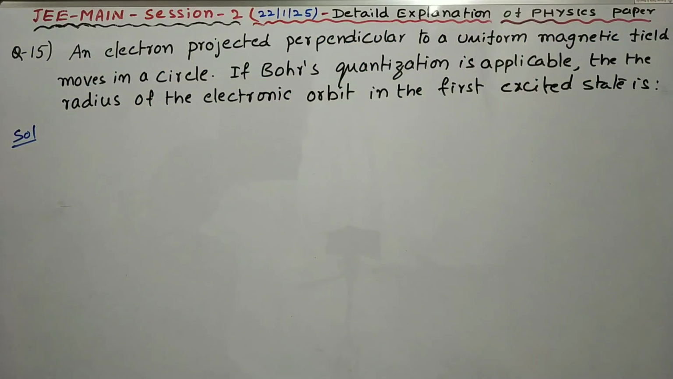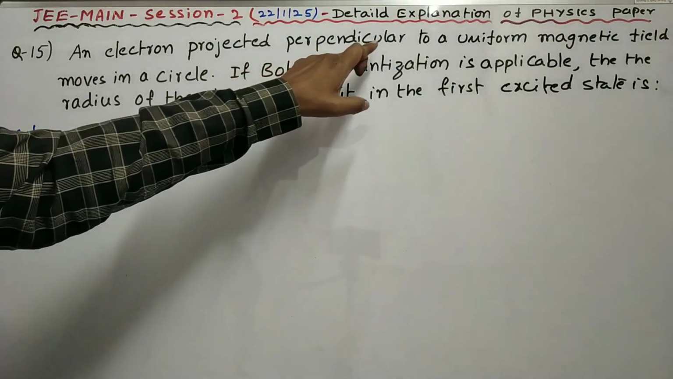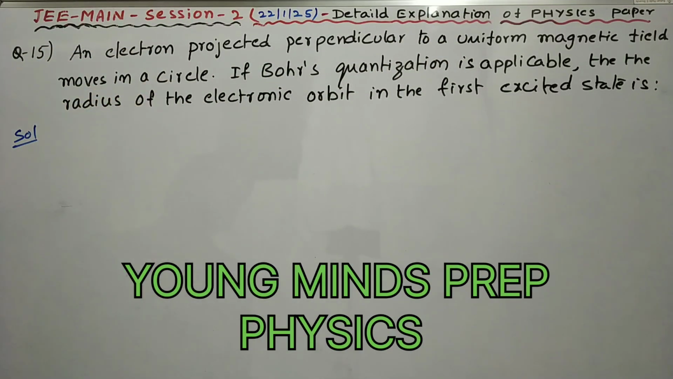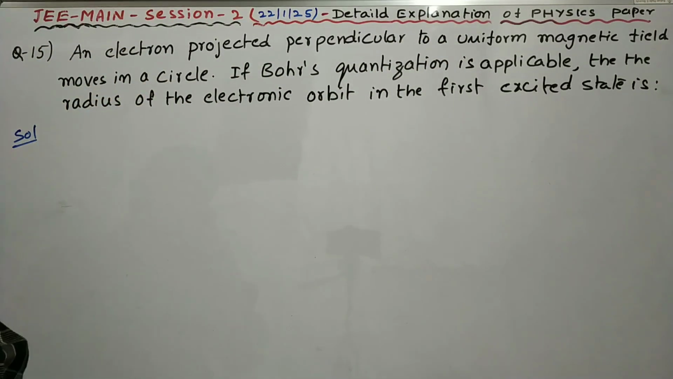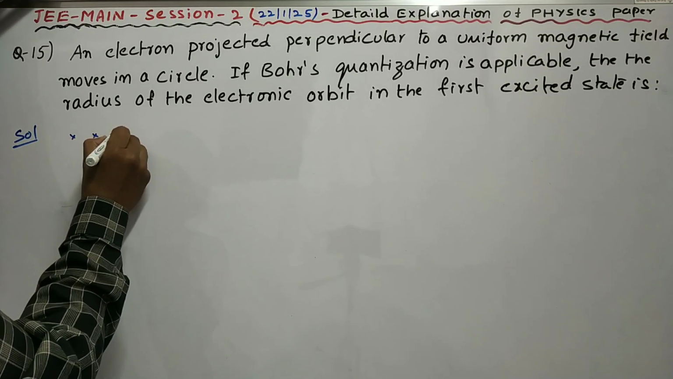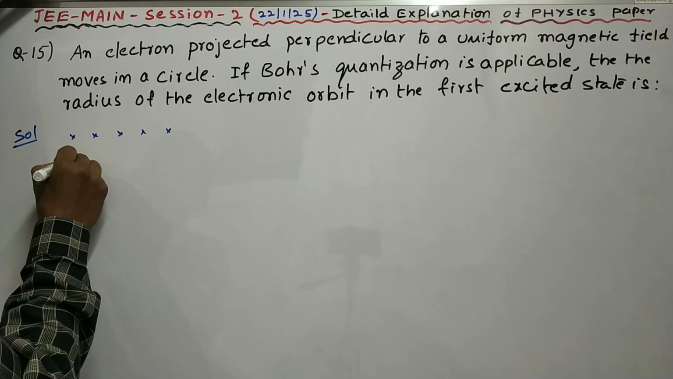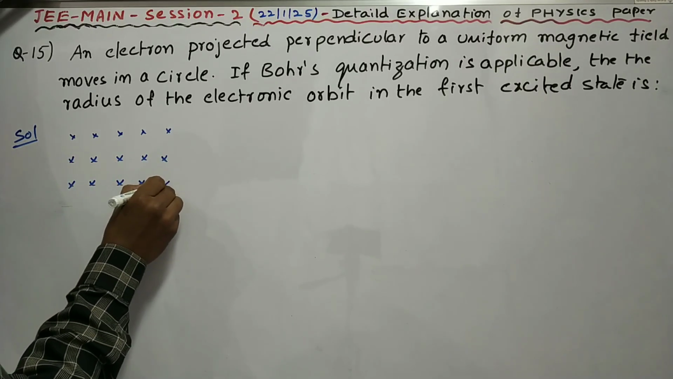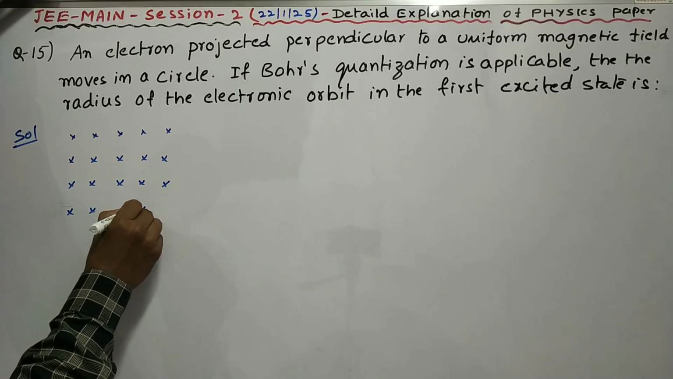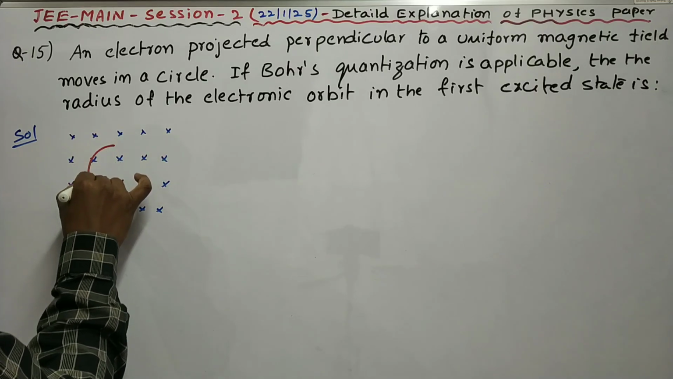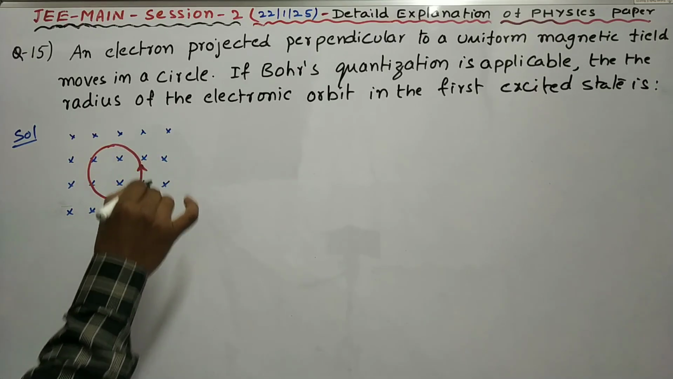Ready, the 15th question. An electron projected perpendicular to a magnetic field B moves in a circle. Any charged particle projected into a uniform magnetic field perpendicular to it revolves in a circular path. The necessary centripetal force is provided by the magnetic force. So when it is projected, it revolves in a circular path.